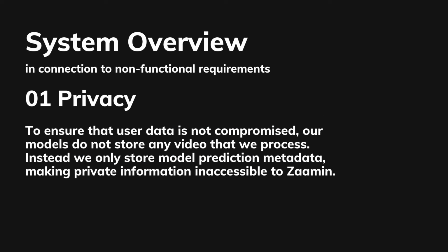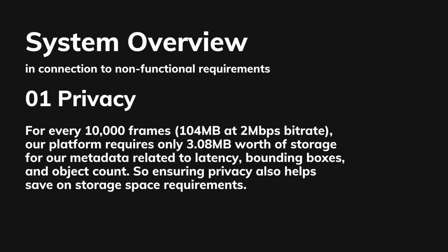In terms of how our system design connects to the non-functional requirements, first we'll discuss privacy, where to ensure that user data is not compromised, our models do not store any video that we process. Instead, we only store model prediction metadata, which thereby makes all private information inaccessible to Zaamin and its admins. This also means that for every 10,000 frames, our platform right now only requires 3.08 MB worth of storage for all of the metadata related to latency, bounding boxes, and object counts. So ensuring privacy also helps us save storage space as well.